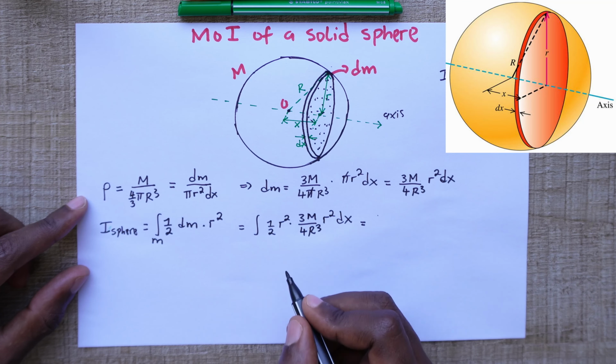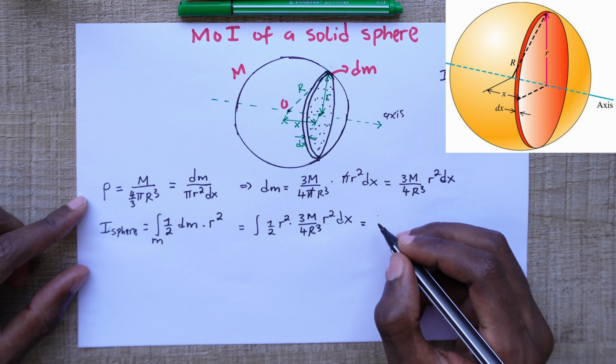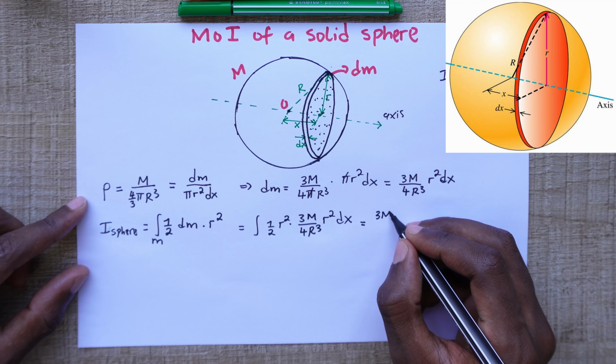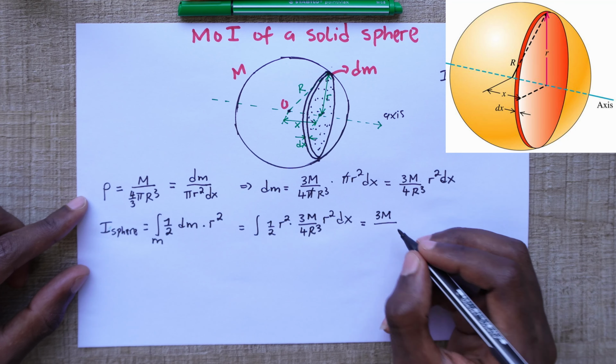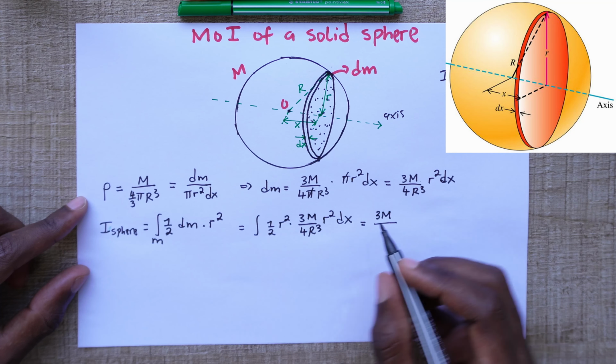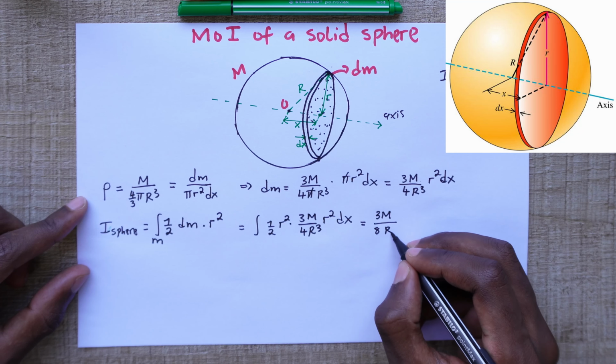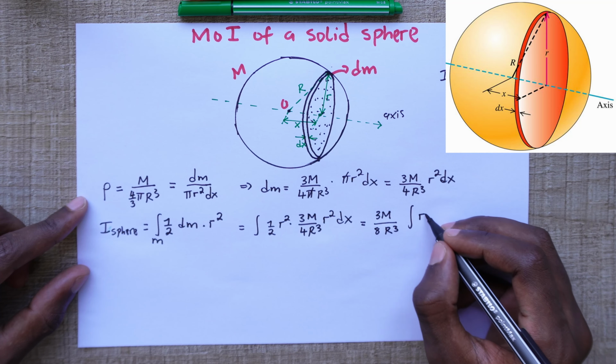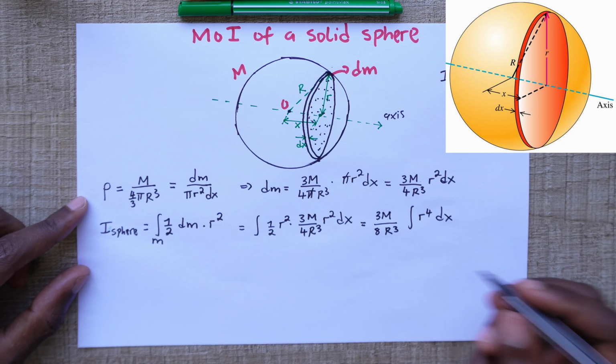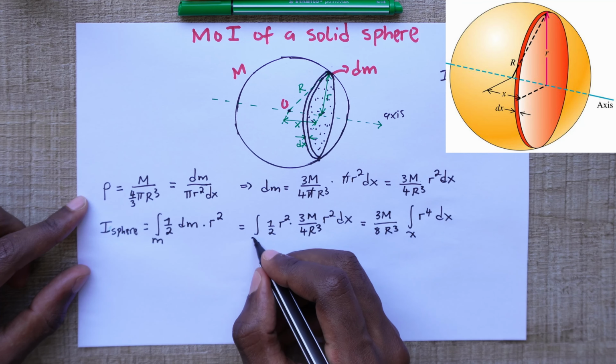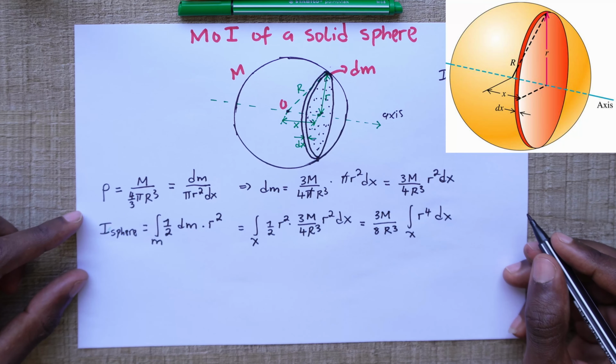of the integrals. So that's 3m divided by, we have 2 times that, so that's 8R cubed, then the integral of r to the power 4 dx. Then we need to integrate over all x.